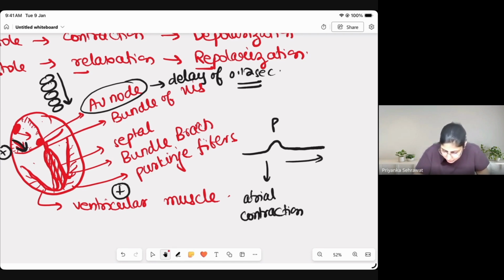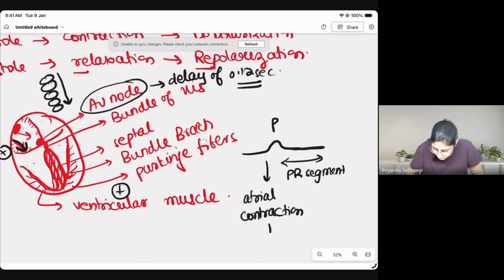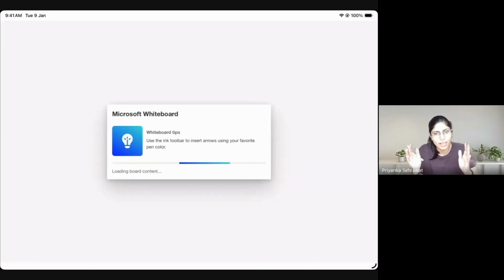What you see as the PR, this is the PR segment. And the PR interval is from the beginning of the P wave till the beginning of the R wave. The PR segment is the end of the P wave till the beginning of the R wave. So what is the PR interval? PR interval is P wave plus PR segment.